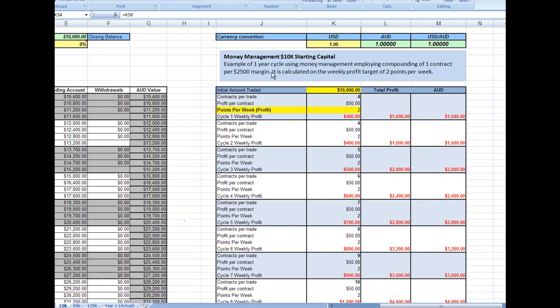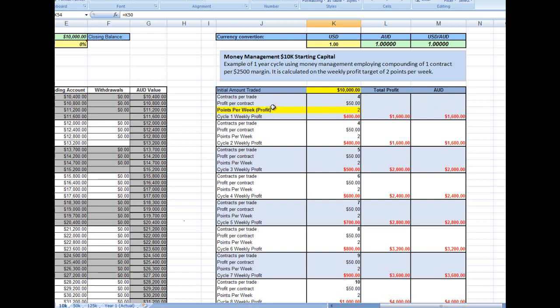Have a starting capital of 10k, okay, and we're using compounding, so we're not pulling any money out, and we add one contract every $2,500 margin, as we talked about before. The profit target that we use is 2 points a week, so we're doing it very conservatively. All we need is at the end of each single week to be up 2 points. So if we started with $10,000, the contracts I could trade is 4 contracts straight away, so we'll be earning roughly $400 a week.